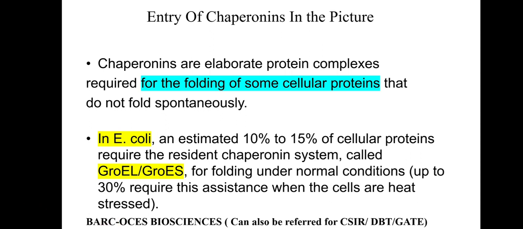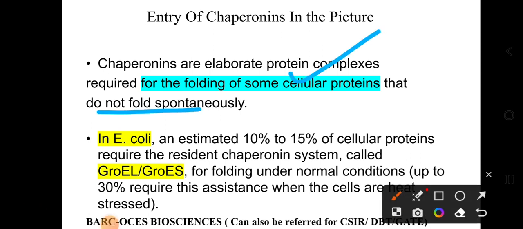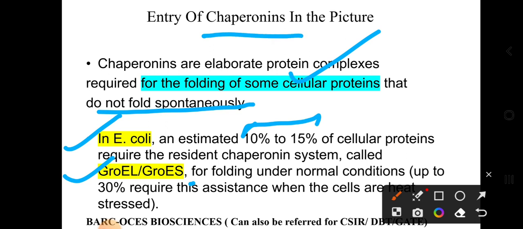So chaperonins help in the folding of cellular proteins that do not fold spontaneously. In E. coli, there are 10 to 15% of cellular proteins which require the resident chaperonin system, which is called as what? GroEL and GroES. So 10 to 15% of cellular proteins are completely dependent on this chaperonin system for their folding.